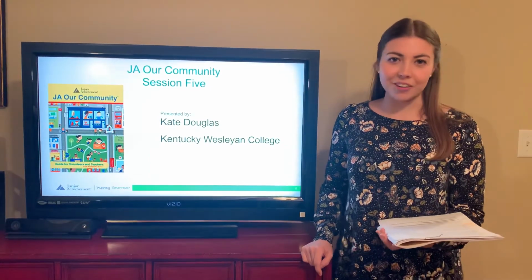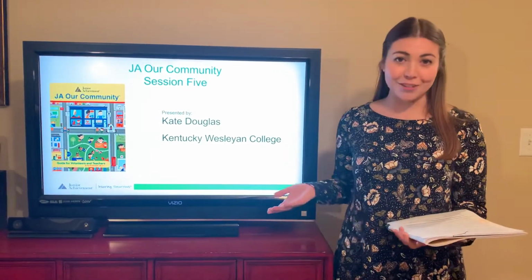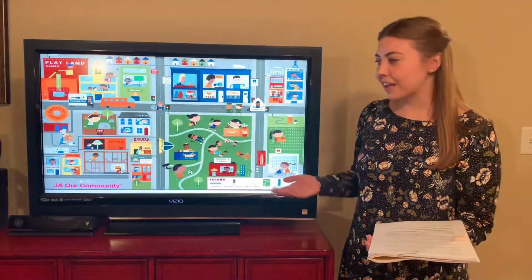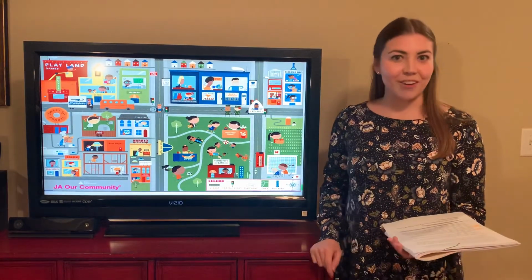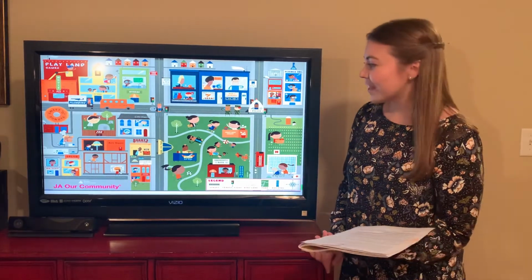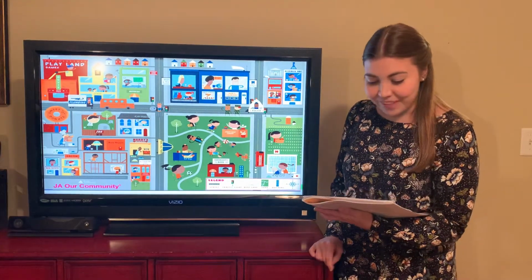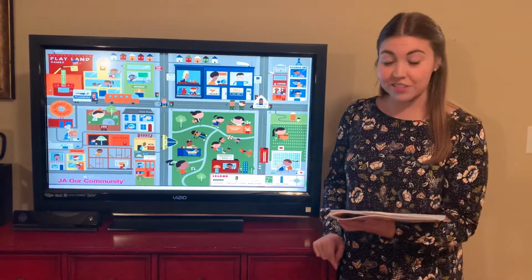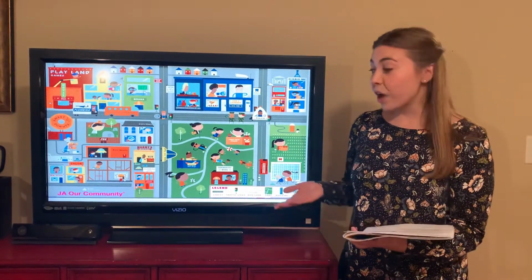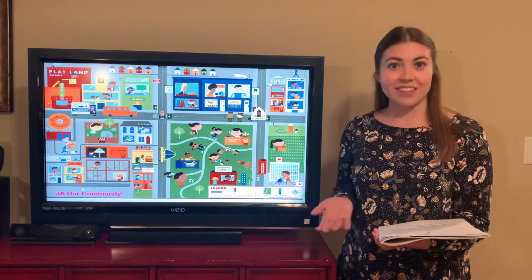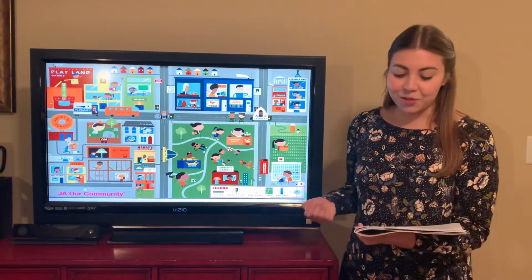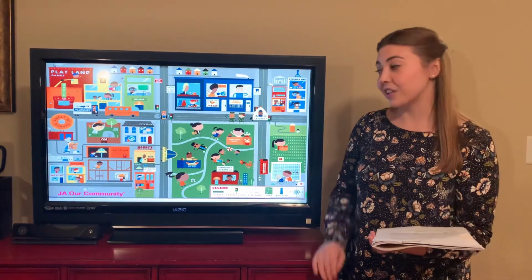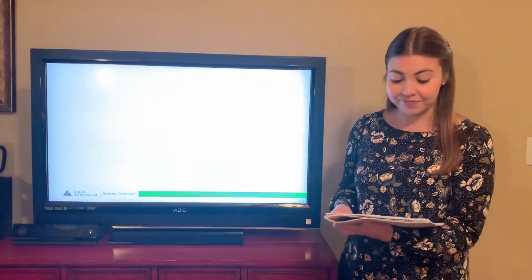So about JA Our Community, this is session 5. It's our final one. I know you guys are going to recognize this next slide. This is our community map, right? In our last session together, we talked about how citizens make decisions. You remember that? One way that they make decisions is by voting. So today we're going to talk about how money moves through a community, which is really important.